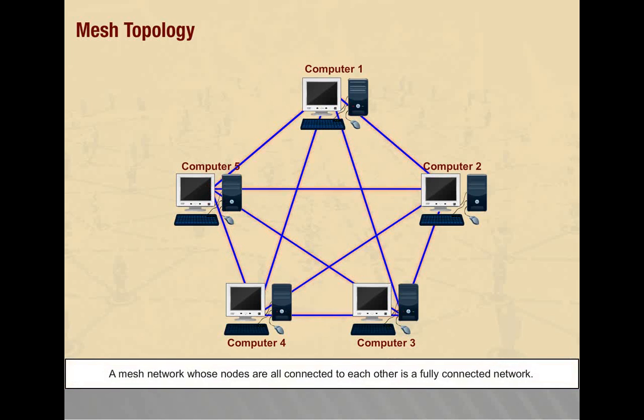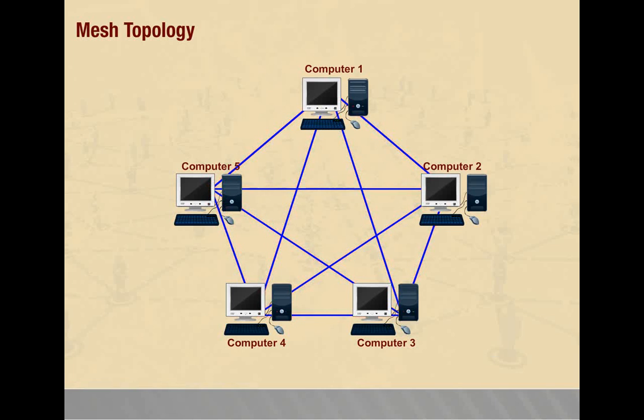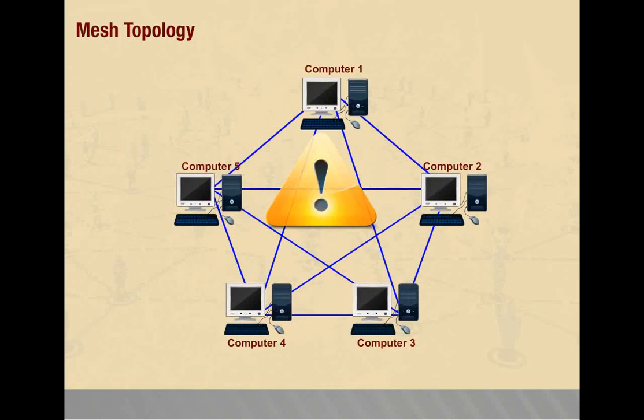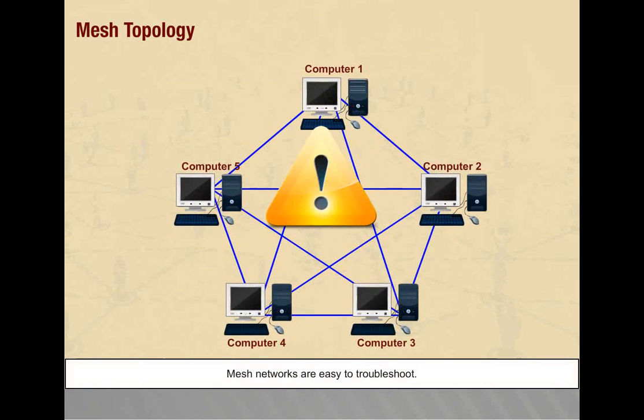A mesh network whose nodes are all connected to each other is a fully connected network. Fully connected wired networks have the advantages of security and reliability. Problems in a cable affect only the two nodes attached to it. Mesh networks are easy to troubleshoot.